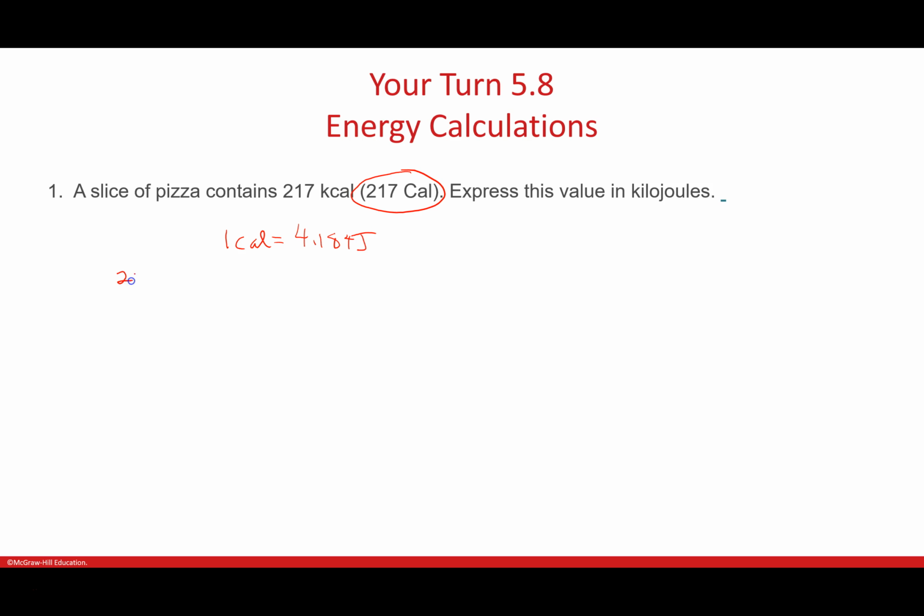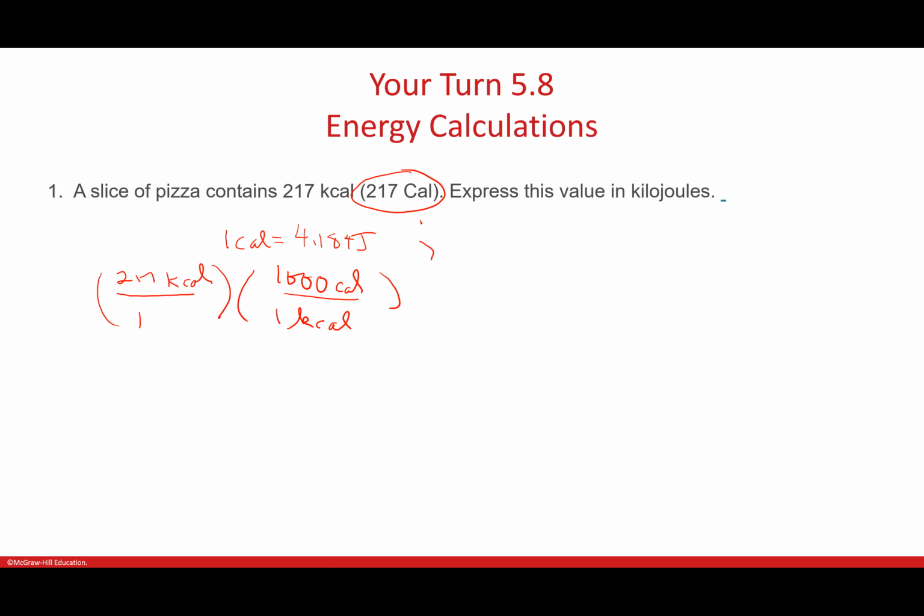I'm going to go 217 kilocalories. So kilocalories, help me out. Wouldn't you want to go ahead and take it times 1,000? Yeah, that's what I was going to say. So how would we get that to just calories from kilocalories? 1 kilocalorie equals 1,000 calories. So you times it out. Yep, times it out.